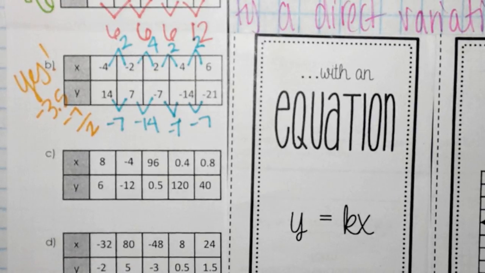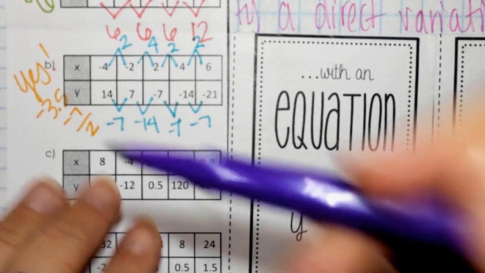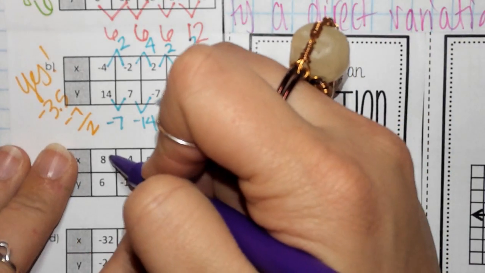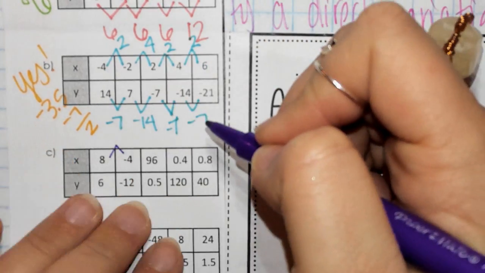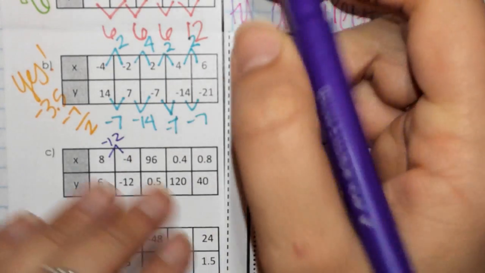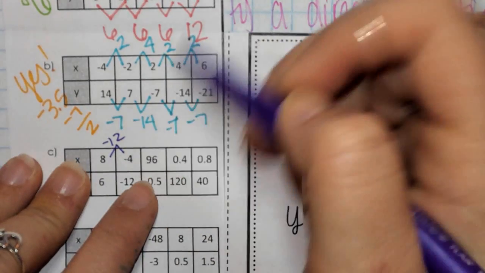All right, are we ready for C? You guys want to try C without me, or you want to do one more together? One more together? Okay, that's fine. All right, so again, we're subtracting. Negative 4 minus 8. Negative 12. All right, 96 minus negative 4.